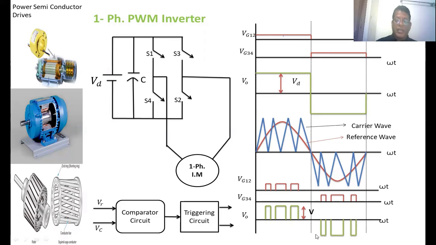This is the VD. Here, what is the difference between this and this waveform? This output voltage consists of more harmonics, whereas the PWM output voltage consists of fewer harmonics, which gives more real power to the induction motor.